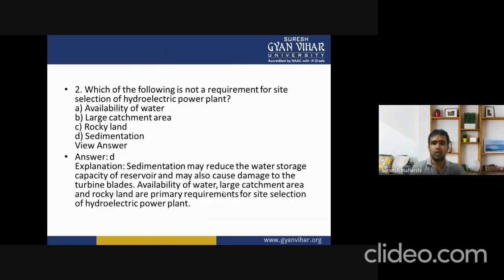Second question. Which of the following is not a requirement for site selection of a hydroelectric power plant? Option A, availability of water. Option B, large catchment area. Option C, rocky land. Option D, sedimentation. So the right answer is option D, sedimentation. Sedimentation may reduce the water storage capacity of the reservoir and may also cause damage to the turbine blades. Availability of water, large catchment area, and rocky land are primary requirements for the site selection of a hydroelectric power plant.